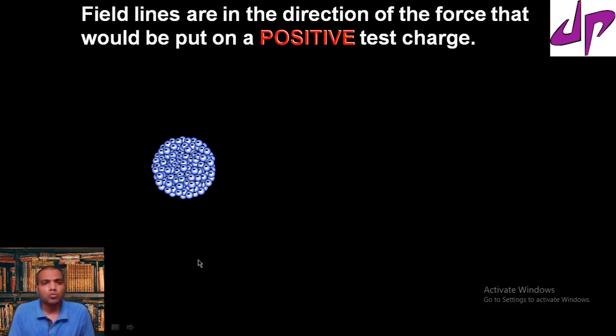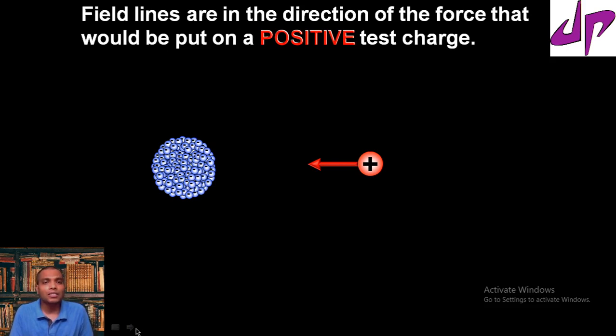To show the electric field lines in this vicinity, I need to bring a test charge. So this small positive charge is my test charge and this negative charge is my source charge. Now, where is the force? Since the test charge is positive, the force direction is towards the negative. This is the force direction, but I want to represent the electric field direction.